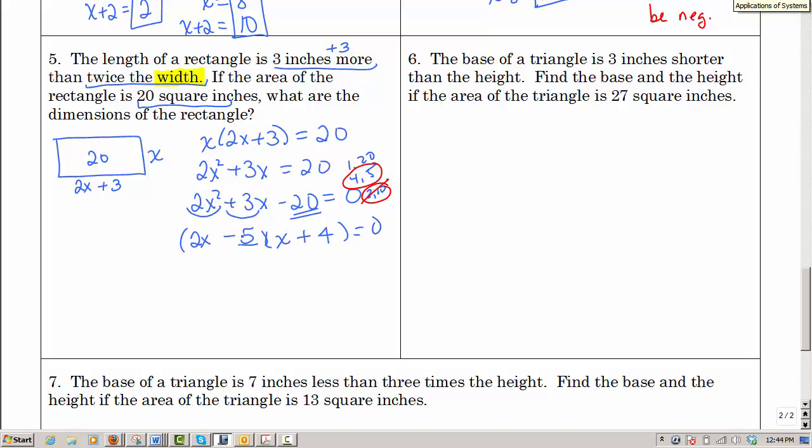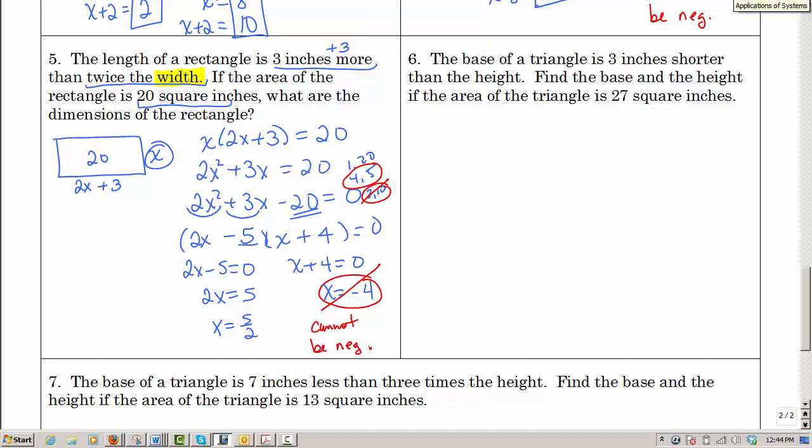Do we match? Hope so. So we set both of those equal to 0, solving for x. And again, x is the width of a rectangle. Can it be negative? No. Cannot be negative. Can it be a fraction? Sure.